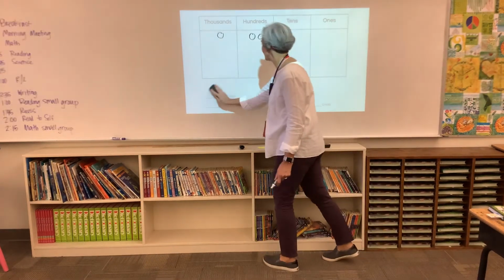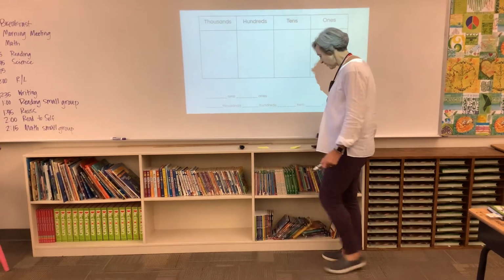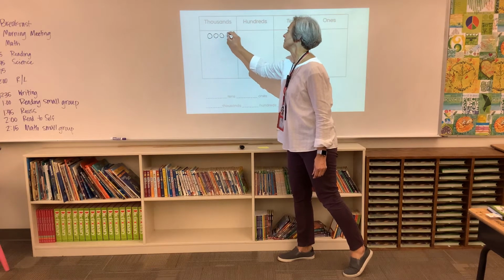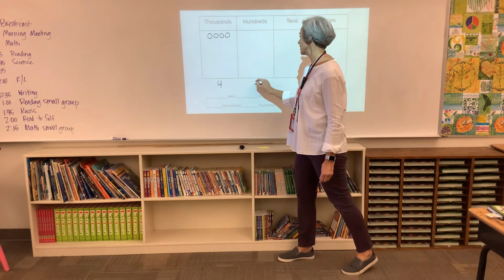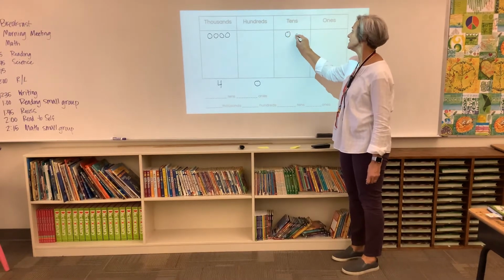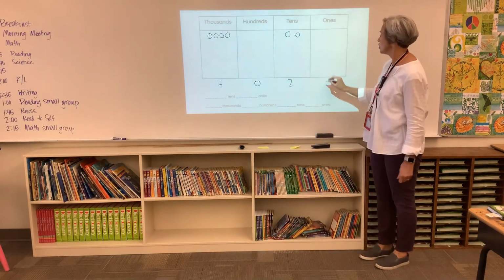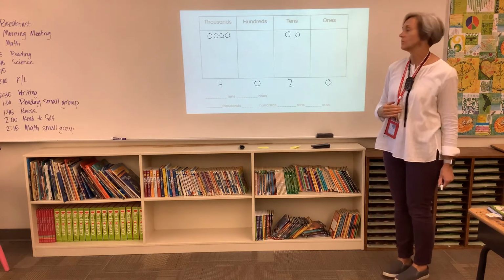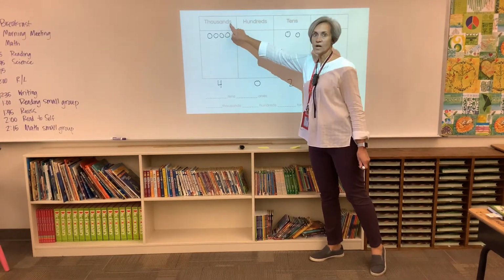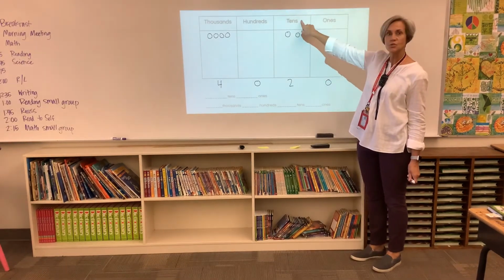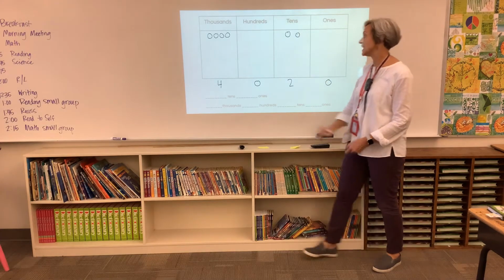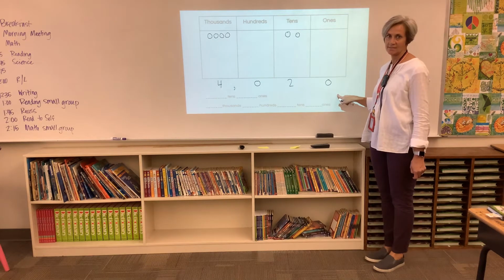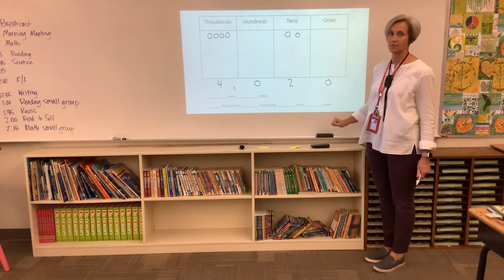Okay, we're going to get a little more complicated, not too much, but let's go to our thousands again and let's do 4 thousands. We're not going to do any hundreds, so we're going to put a 0 here. We're going to do 2 tens and no ones. So if we were going to do this in unit form, we would say 4 thousands, 2 tens. And our standard form would be 4,020.